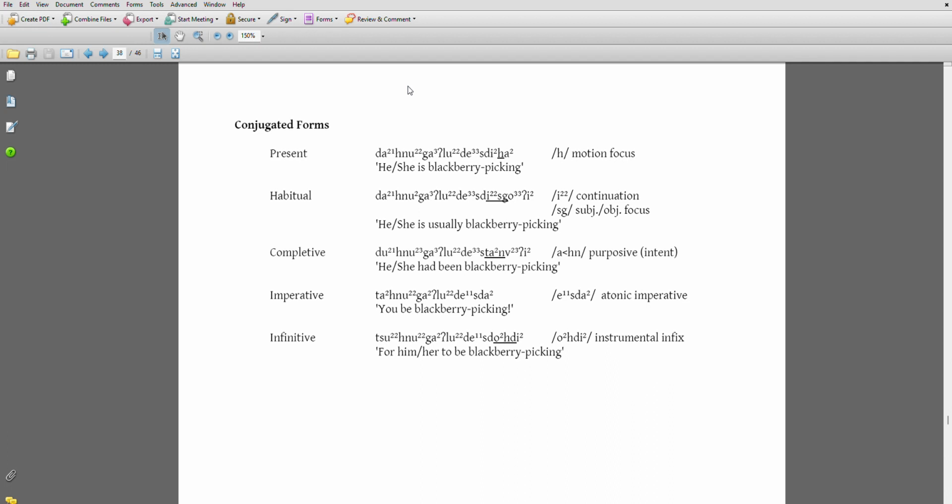Imperative, tanugat ludesta. That's the atonic imperative. You'll be blackberry picking. You be blackberry picking. You're basically telling them to be in that state of being. Be blackberry picking. Infinitive, junugat ludestokti. This means the instrumental infix for him or her to be blackberry picking.